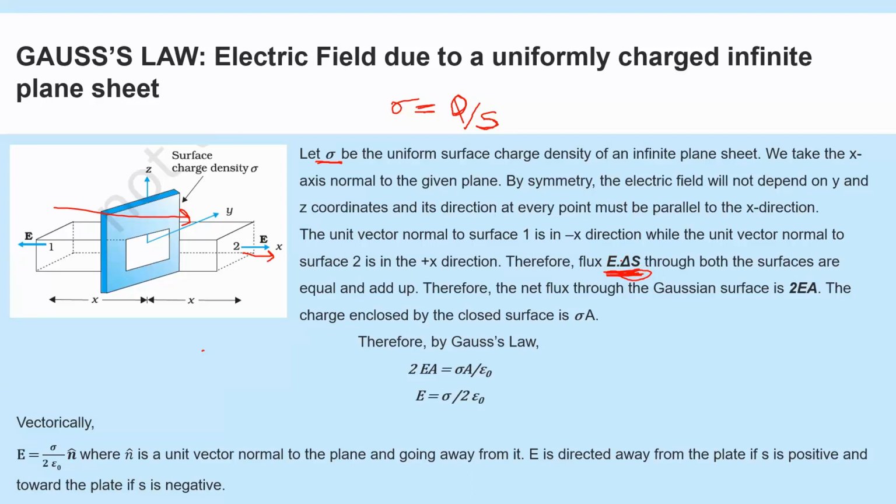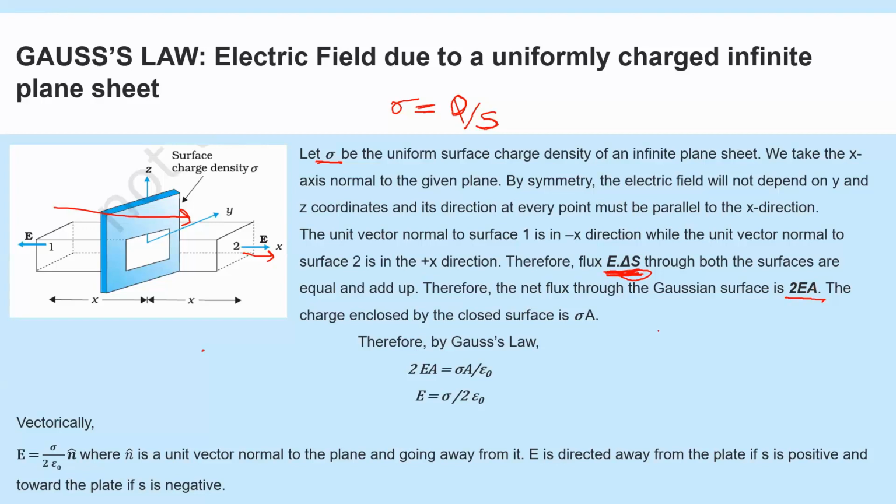So if we again consider small area elements and find the flux for each area element, for both surface number 1 and surface number 2, and then add up for all the surfaces, they are equal. The flux through both surface 1 and 2 is going to be equal, and they will add up. So your net flux through the Gaussian surface that we are considering is going to be twice the product of the electric field and the area.